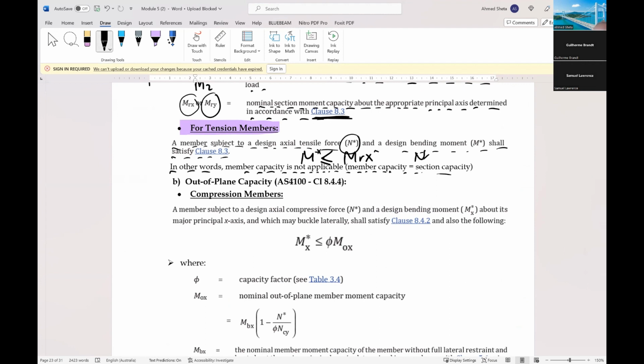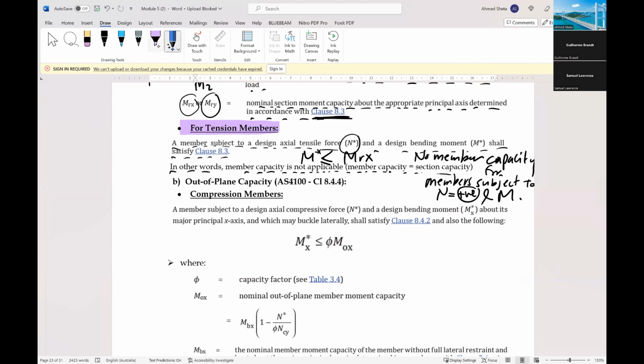So this means that there is no member capacity for members subject to tension and M, because there is no buckling. If no buckling, the member capacity doesn't affect, or there is no buckling effect. This all was for the in-plane capacity.